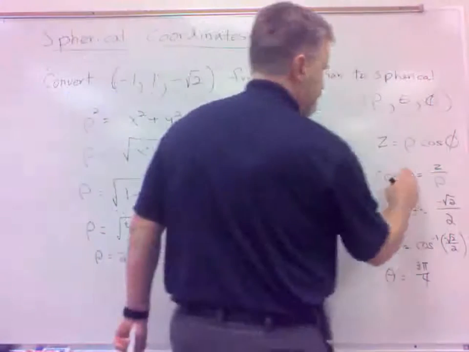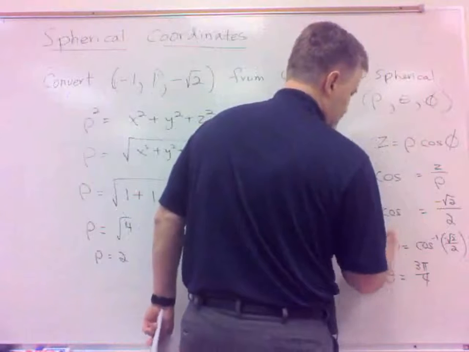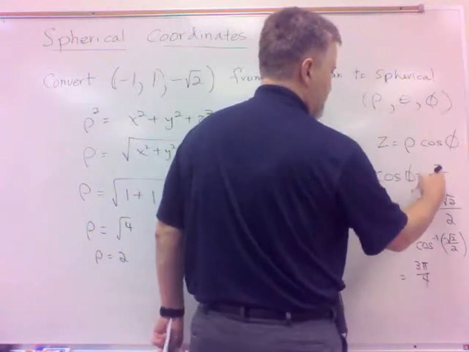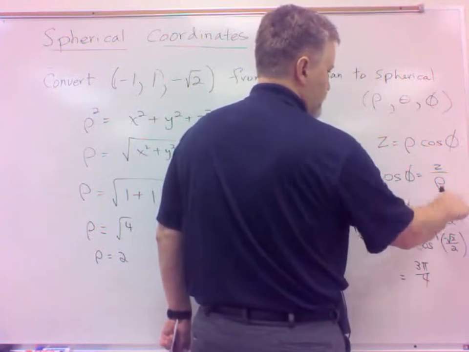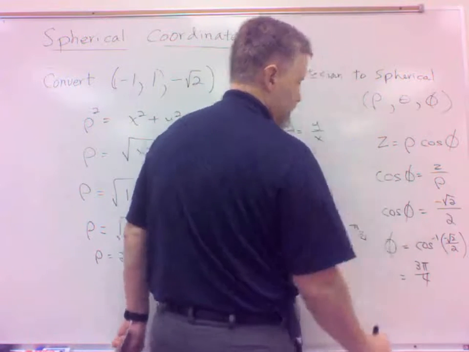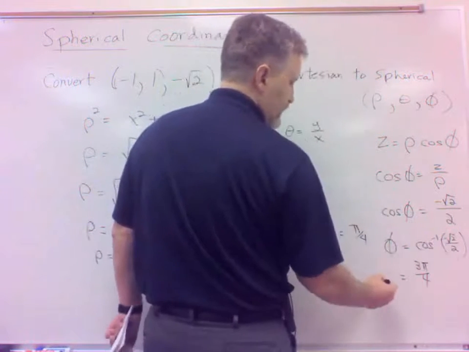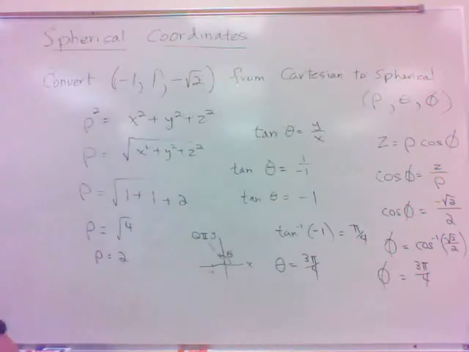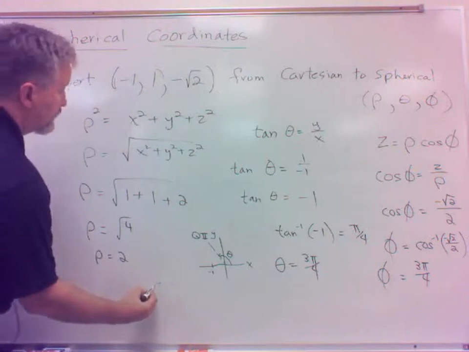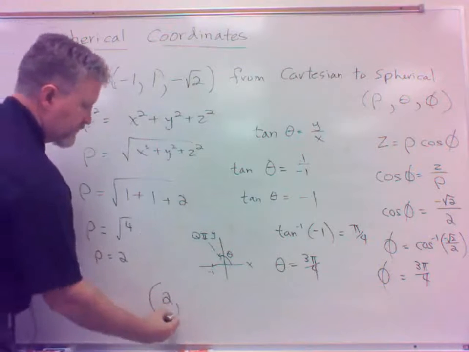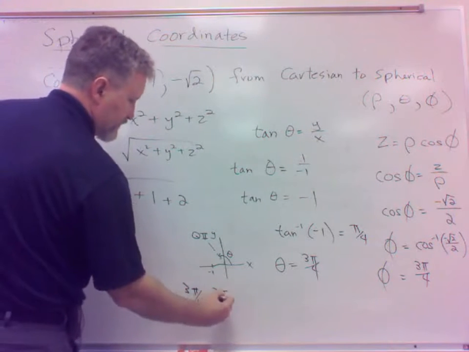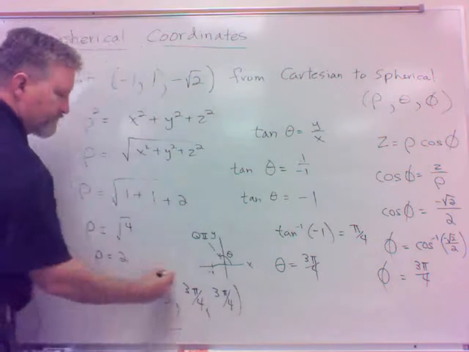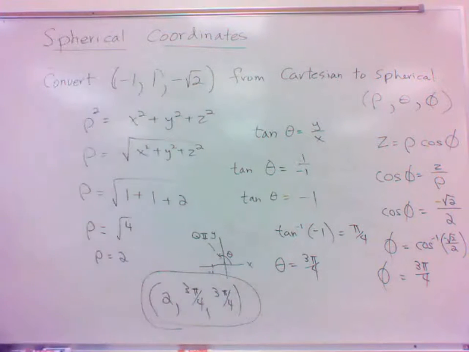Oh, sorry. These are phi's, not thetas. So the cosine of phi is z over rho, so the cosine of phi would be negative square root of 2 over 2. So phi is going to be the inverse cosine of negative square root of 2 over 2. So phi is also 3 pi over 4. So in spherical, this would be rho, which is 2, theta, which is 3 pi over 4, and phi, which is 3 pi over 4 as well. Okay, so you just run into some angle things you have to interpret sometimes.